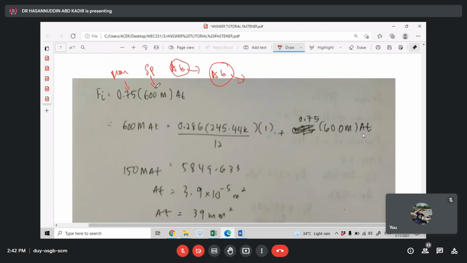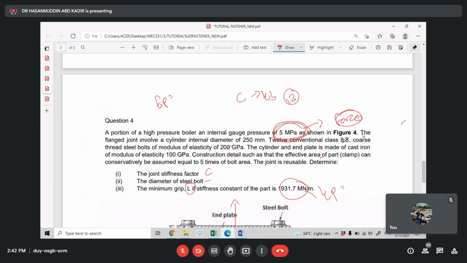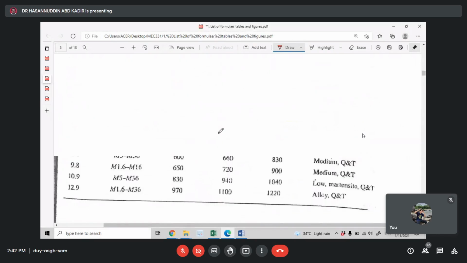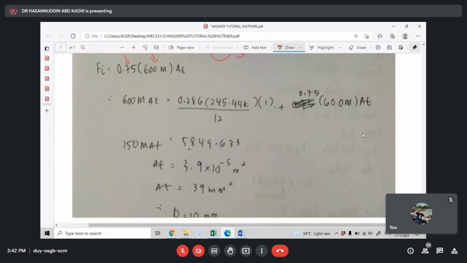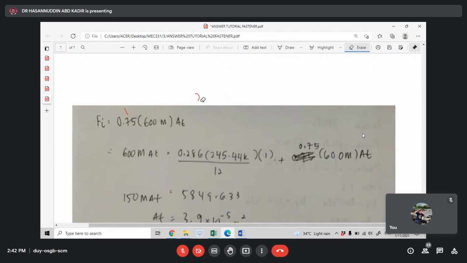Then we have the SP here. You can refer to the table because they mentioned class 8.8. For class 8.8, the SP is 600. This part I erase again. This one is for the reusable. This one you can get, SP, from the table. Lastly, we need to find the value of D.